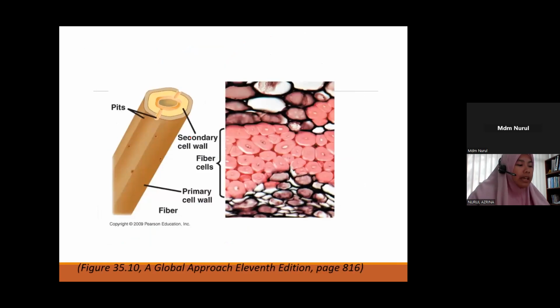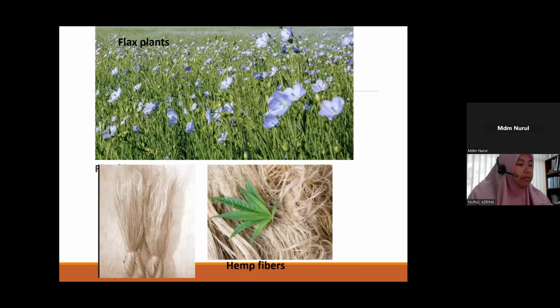And you can see here sclerenchyma is associated with pits. So the secondary wall is associated with pits. So these are pits. Next, this is the flax plant that is used to make flax fibers. And this is hemp fibers, which also come from a type of sclerenchyma fiber.